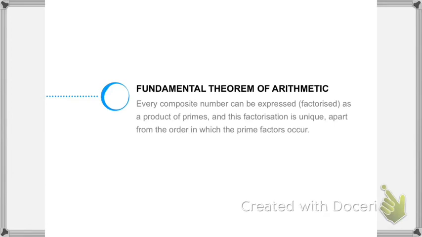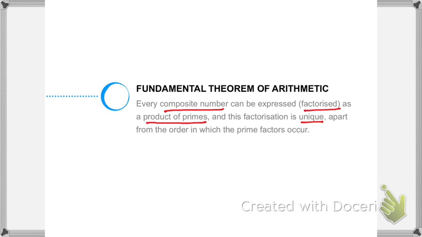Hey students, in this video lecture we will be discussing the fundamental theorem of arithmetic and we will be solving a few questions based on it. So what is the fundamental theorem of arithmetic? It states that every composite number can be expressed or factorized as the product of primes, and this factorization is unique apart from the order in which the prime factors occur.